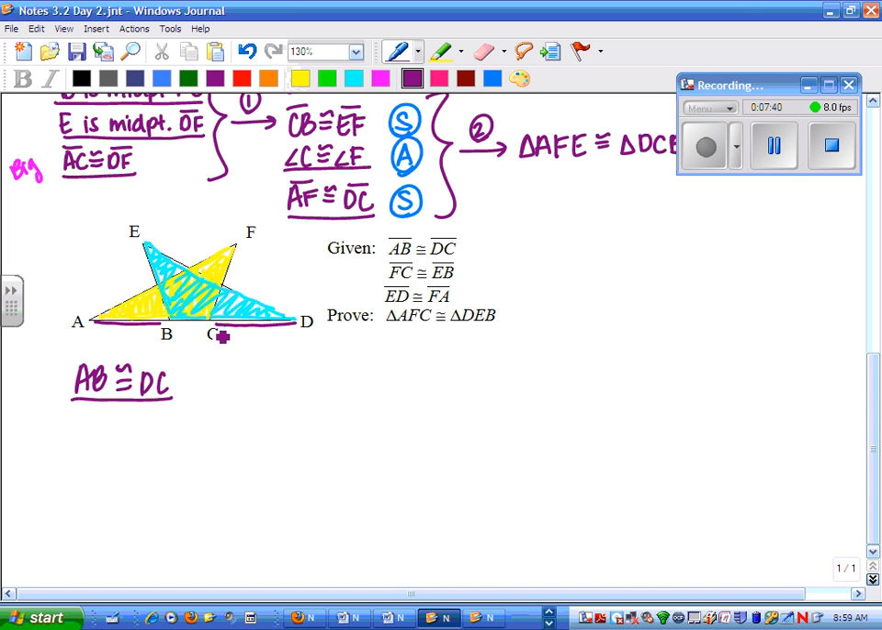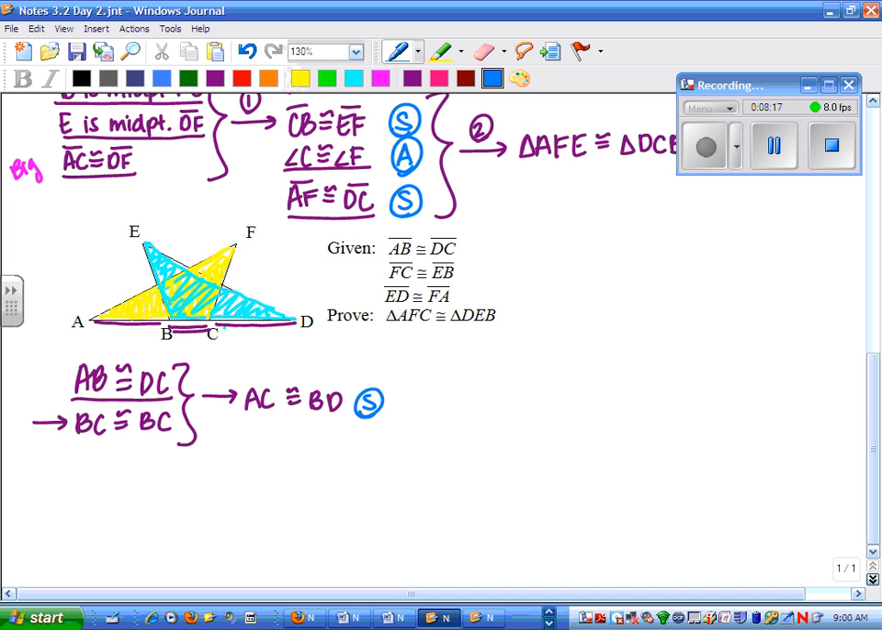So ask yourself, how can I get that? Well, I have to add something to it. What do I have to add? I have to add this segment BC. If I added BC into AB, I'd get AC, which is the side of the triangle. And if I add BC to CD, I get this side BD. So I have to state that BC is congruent to itself, because that's what I'm adding. And then when I add them two together, I get AC is congruent to BD. Now this is the side of the triangle.